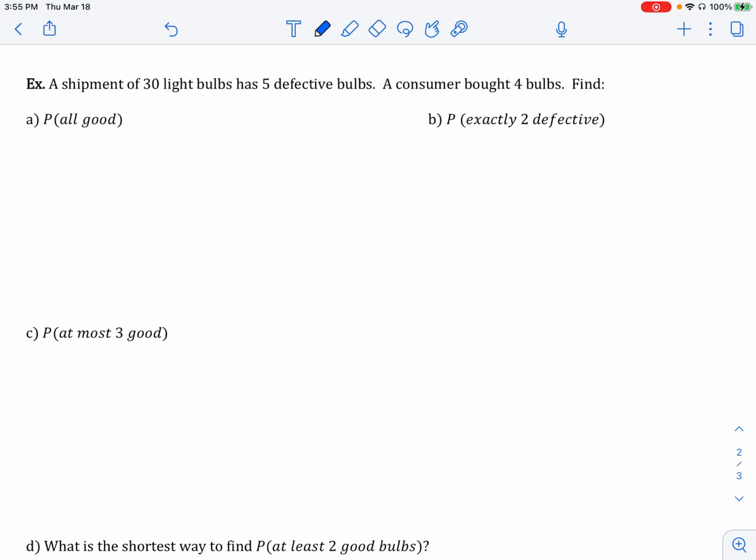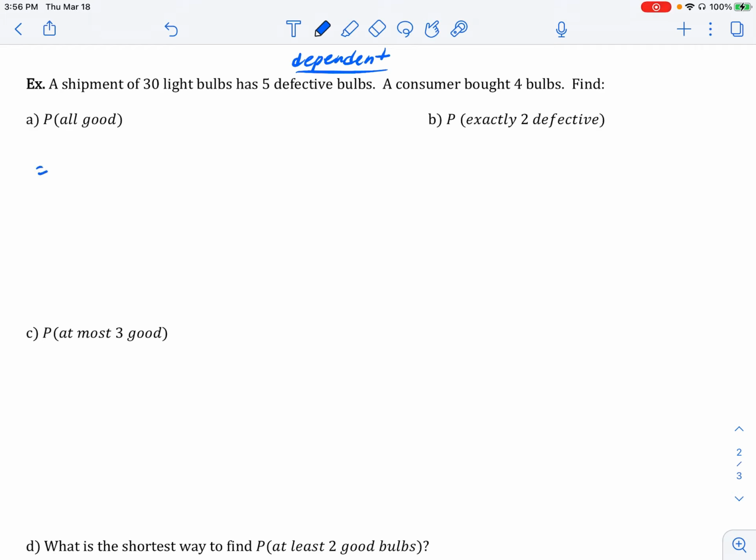Now, ask yourself here, is this an independent or dependent situation? Well, this would be dependent here. This is going to be a dependent situation because these bulbs are not replaced. It's not like a consumer is choosing a bulb, checking to see if it works, and then placing it back. They're just going to be taking 4 bulbs. So what is the probability that all 4 are good?